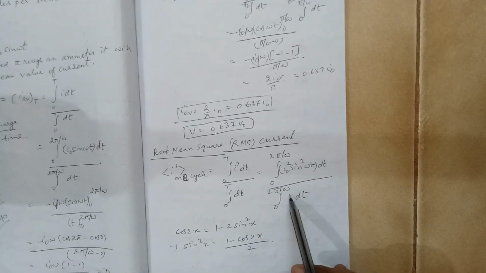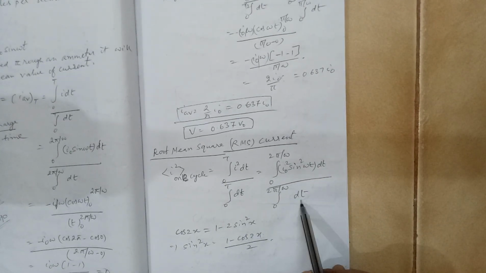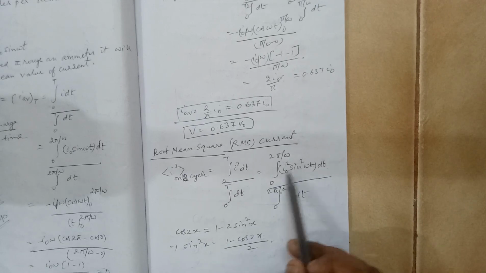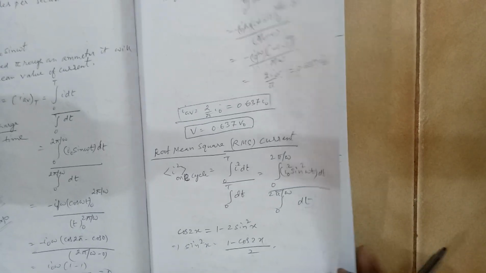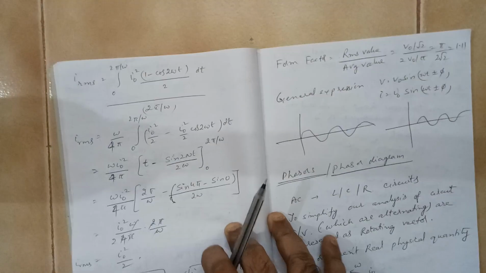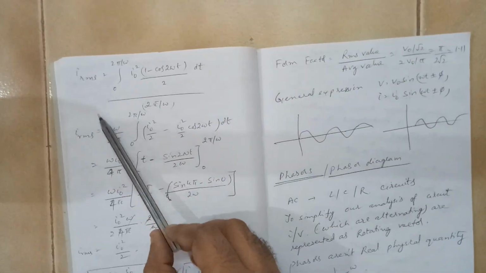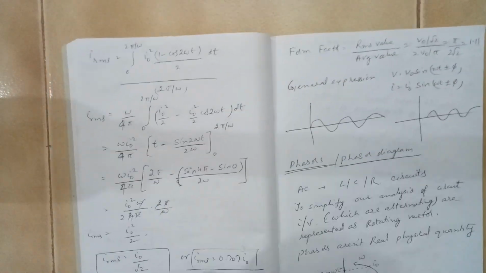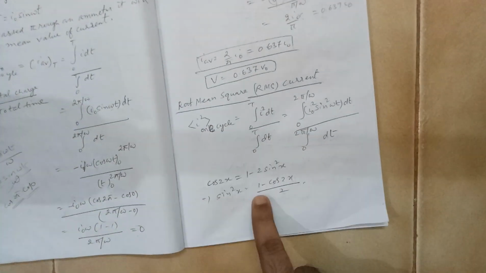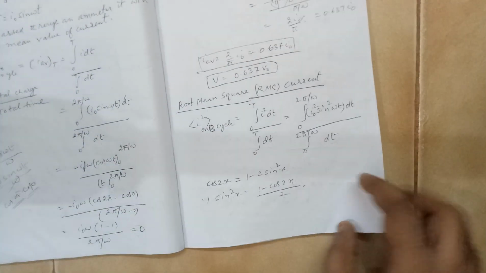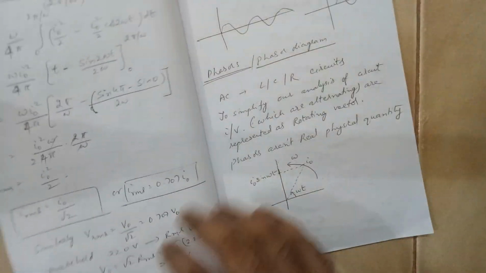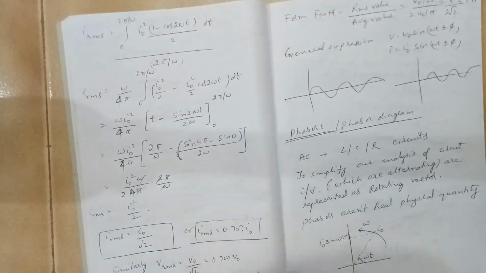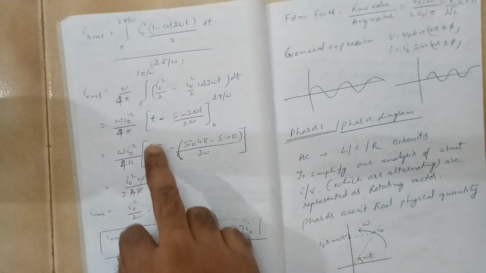Denominator is pretty straight, you get 2 pi by omega. This becomes t, so this becomes 2 pi by omega. Only the numerator part has to be calculated. So here when you do that, I have just written this formula: 1 minus cos 2x by 2. In the place of x we will put omega t, and we need to solve this integration now.